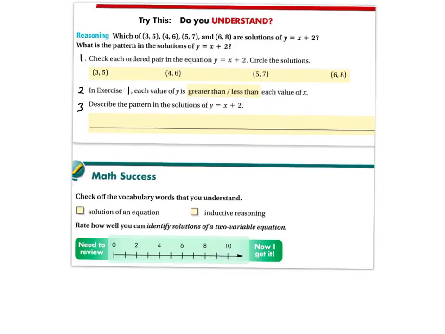So in your notes should be 2 definitions plus some other random notes. And I want you to go ahead and try this. There are 3 try this problems. And then make sure that you understand what a solution of an equation is, what inductive reasoning is, and give me an idea if you feel comfortable with this information or not.